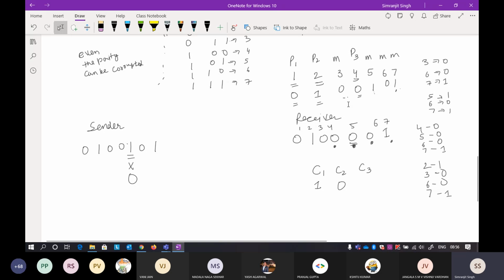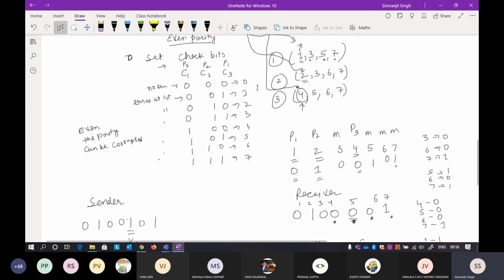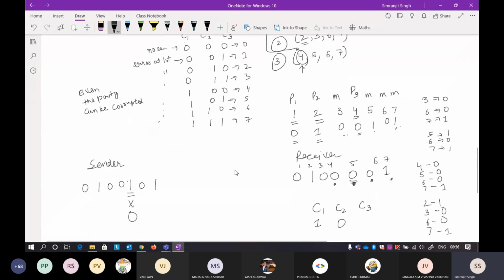In a similar way, how do we check check bit 3? For check bit 3, you check 1, 3, 5, 7. At 1 it is 0, at 3 it is 0, at 5 it is 0, at 7 it's 1. So to make it an even parity, because this is odd parity, I have to add a 1 at the check bit 3.